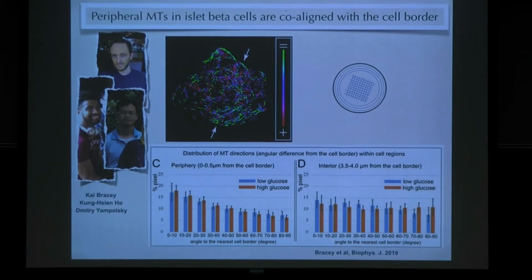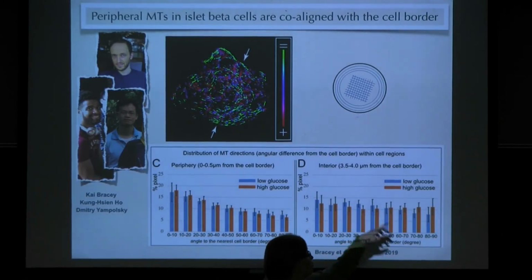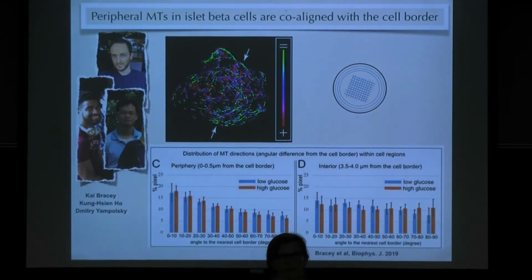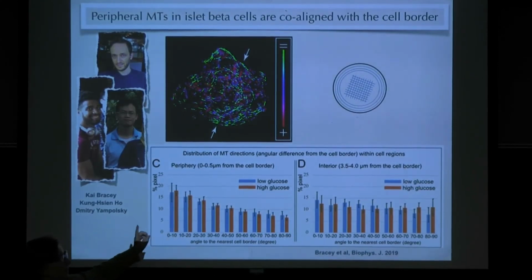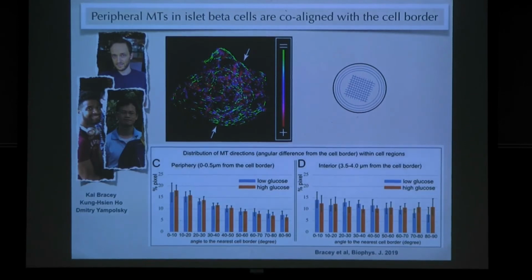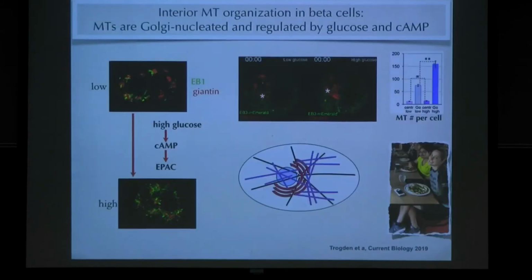The main conclusion out of it is that inside the cell, like right here, you can see that the orientation is random. All the angles are represented with the same frequency. But at the cell periphery, there are many microtubules which are co-aligned with the cell membrane. So this is how the cell looks: a peripheral bundle and a crisscross pattern in the center.